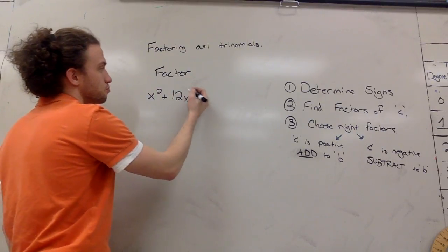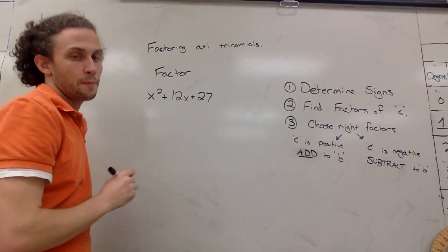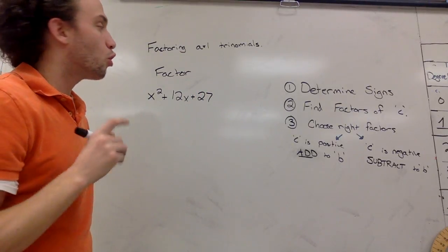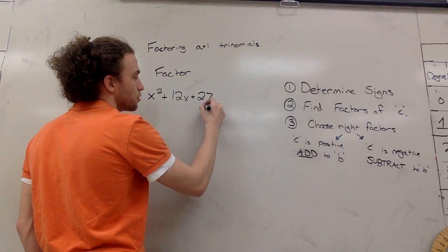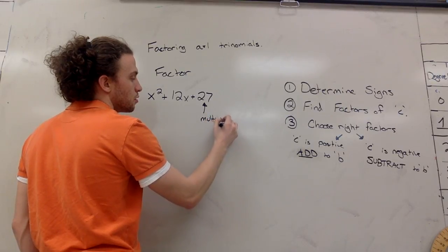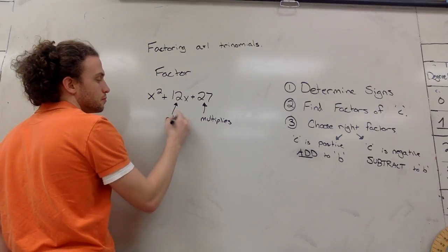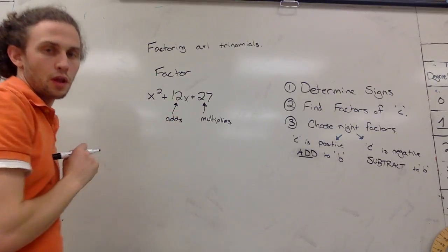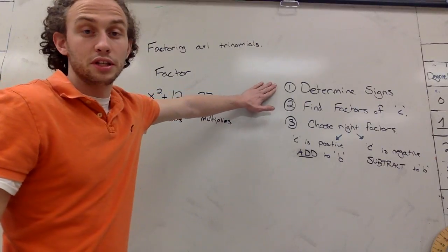12x plus 27. Okay. The whole goal here is to find something that multiplies to this number but adds to this number. So the first thing we want to do is always determine what signs we're going to be dealing with.